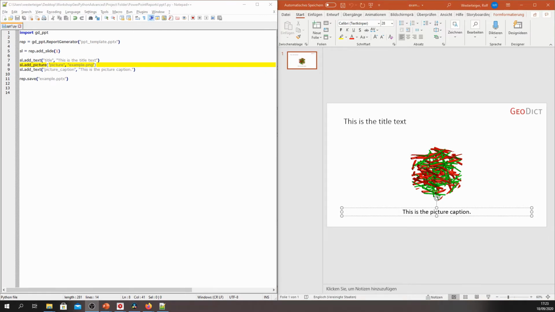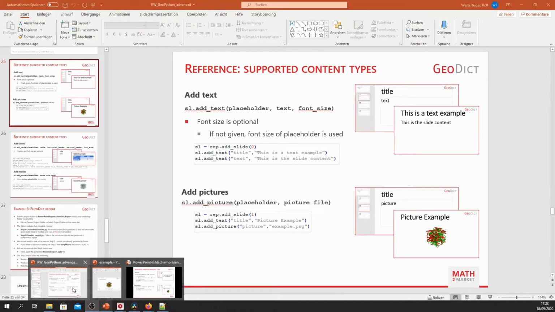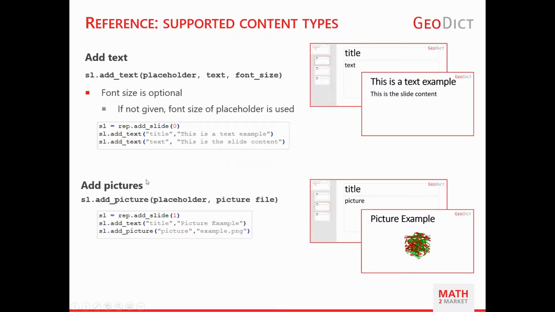Now let me give you a quick overview of the content types that are supported. You will also find this in the handout materials, by the way. So we already saw the add_text function, where you give the placeholder name, the text to be inserted at this location, and what you can also specify, but don't have to, is the font size. So you can actually change the font size of the text that you're inserting. For pictures, we've already seen this. We can call add_picture, give the placeholder name, and specify the name of the picture file.